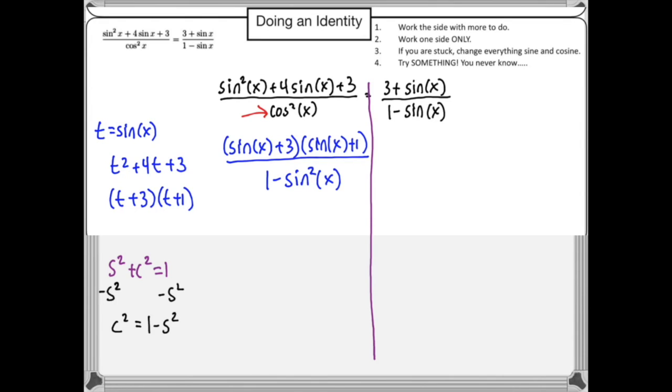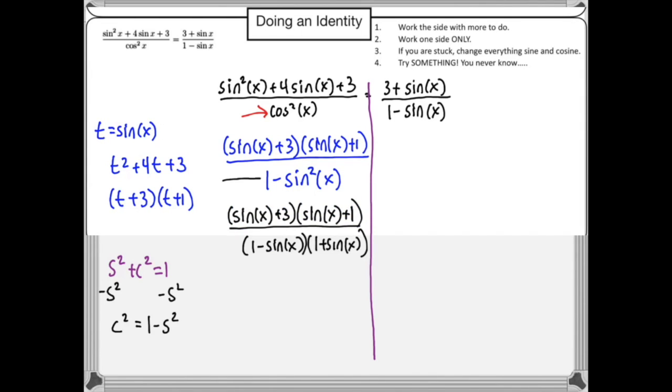Now, what we can do with this right here is use the difference of two squares to factor that thing out. If you remember the difference of two squares, if I wrote it like that, we can rewrite that as that bottom part right here, and the top is going to stay the same.